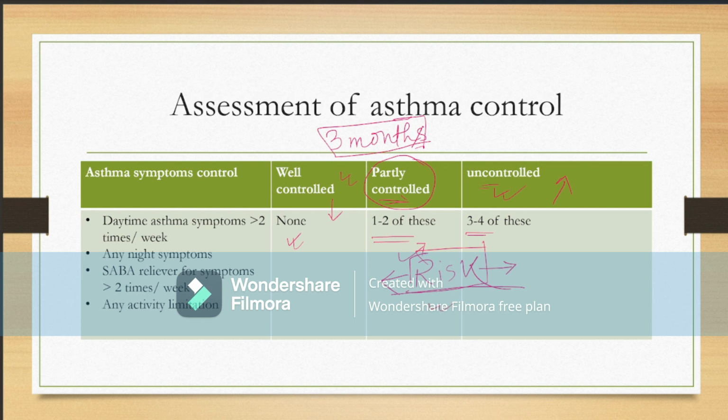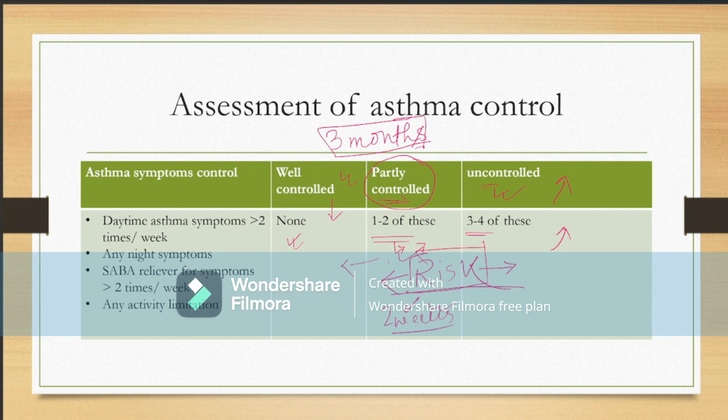After modification of risk factors, we assess after 2 weeks. If after 2 weeks the symptoms are controlled, then we continue the therapy. If the patient is partly controlled, then we step up the therapy. Or if the patient is uncontrolled after modification of risk factors, then we step up the therapy as I said before.